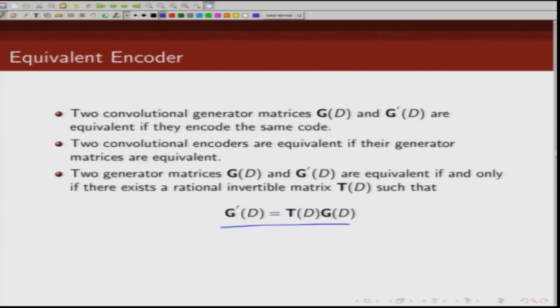And we can see basically, let us say the set of codewords generated by G'(D). That would be V(D) = U(D) times G'(D). Now, this we can write as U(D) T(D) times G(D), and let us call U(D) T(D) as U'(D), times G(D).